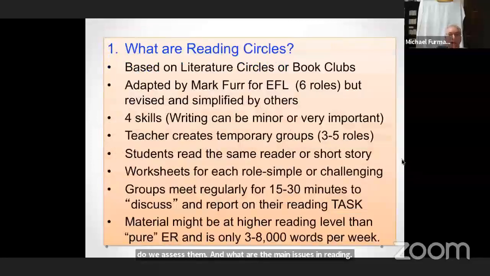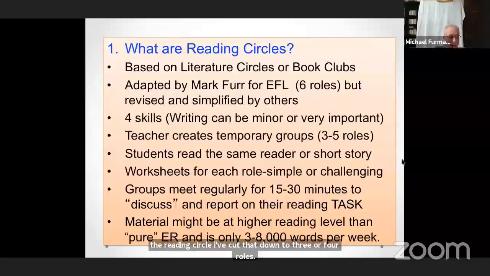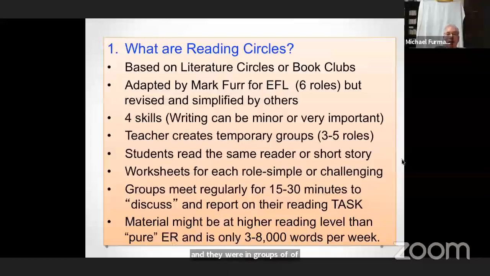So a little bit of background, they come out of literature circles, as some of you probably know. I adapted what Mark Furr did with Oxford a long time ago. He had 6 roles for the students in the reading circle. I've cut that down to 3 or 4 roles. They're in groups of 3 or 4, and then they'll read the same book, and then they'll exchange, okay?